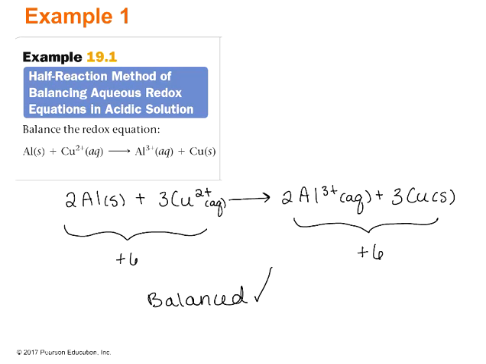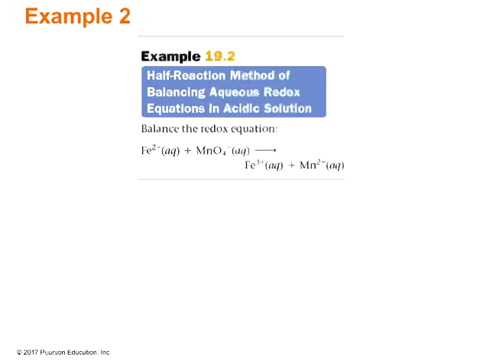Okay, so now that we have a feel for the different steps in this balancing scheme, let's do something that's a little more challenging. This is another example that's in your textbook, and in this example, we're asked to balance the redox reaction where iron 2 plus reacts with permanganate, MnO4 minus, and then the products are iron 3 plus and manganese 2 plus. All right, so I'm going to rewrite this so we can assign oxidation numbers.